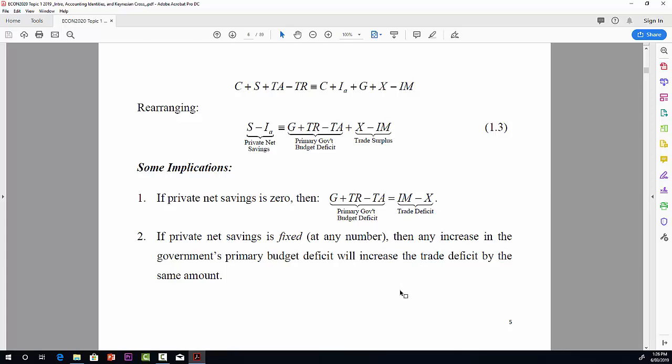So you often hear in the media this discussion about twin deficits, the government budget deficit and the trade deficit. And that's really what they're referring to. There's quite a bit of discussion about how if you increase the government budget deficit, well, then it's going to increase the trade deficit.